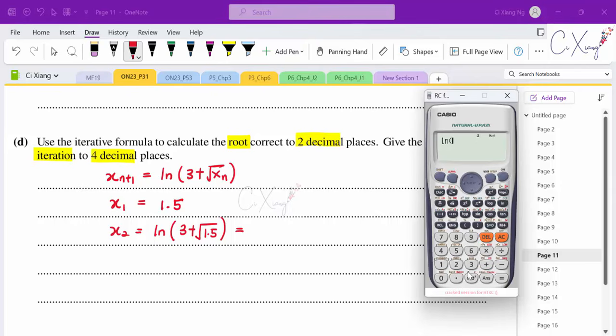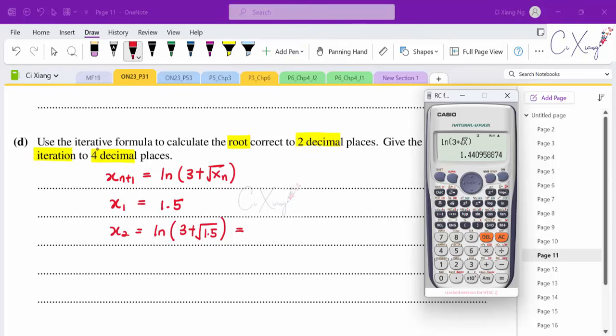So you put a 3 then plus square root x. The x can be obtained by using alpha close bracket. Then after that I close my bracket here. So this is my iterative formula. Then to get x2, you have to substitute 1.5. So press calculate, then press 1.5 and press the equal sign. Then from here in the calculator, you get this number, 1.4409588876, which is a long value.